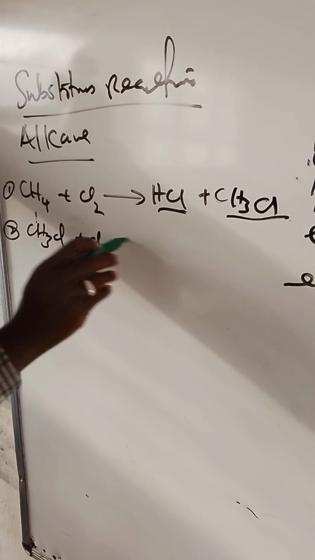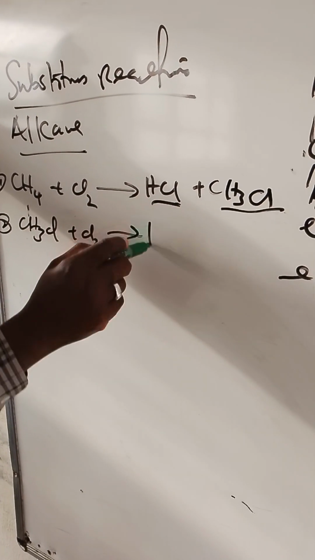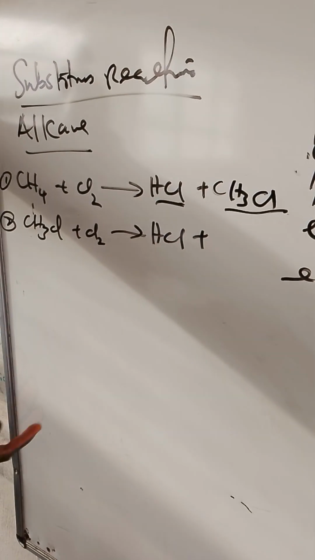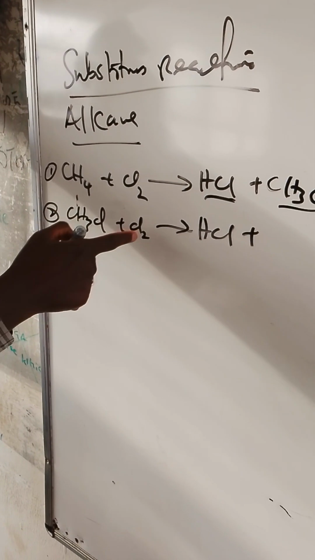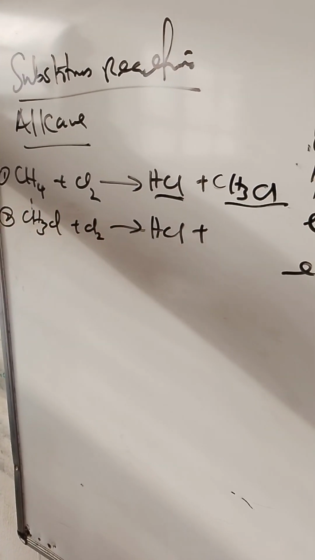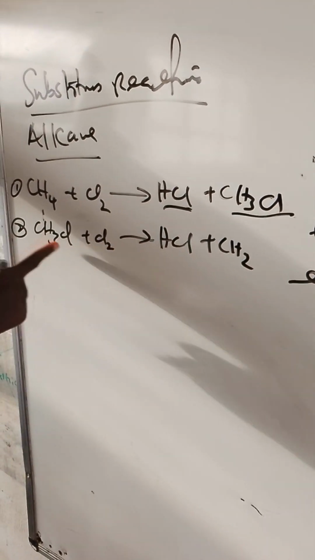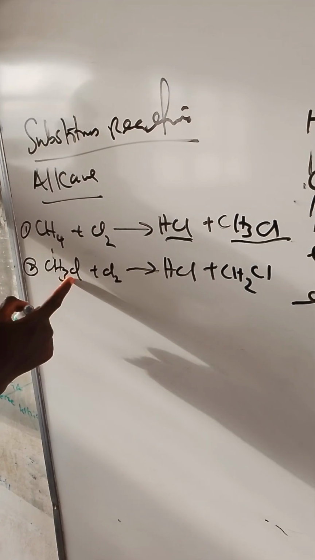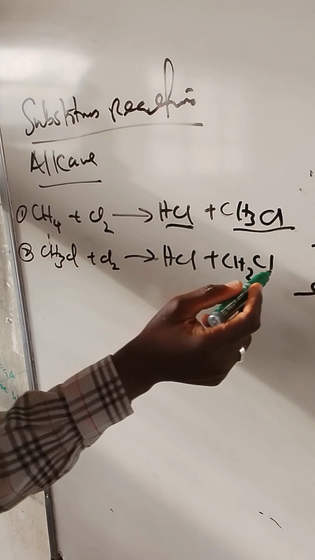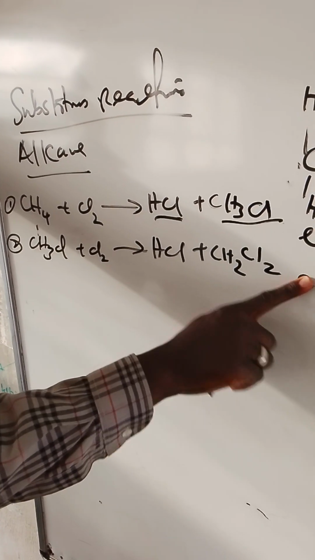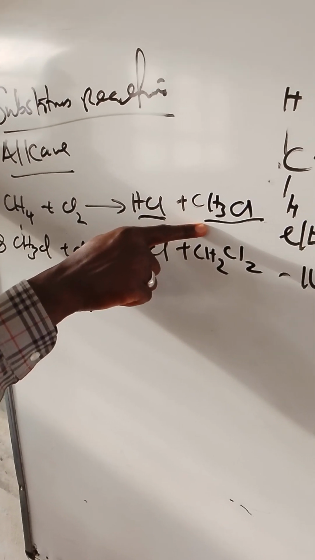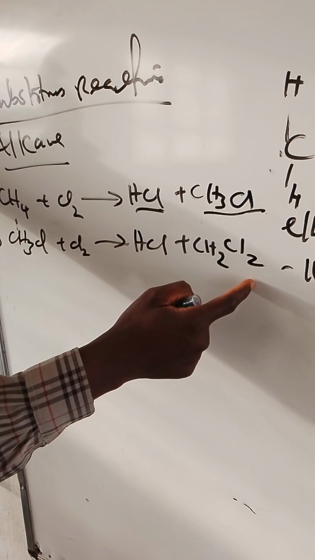Take this to step 2. CH3Cl plus Cl2. Automatically this is constant, which is HCl plus. So what happens is they remove one hydrogen here and remove one chlorine here, you have HCl, right? If you remove one hydrogen here, what is left is CH2. Then you have your Cl. Remember, Cl plus Cl will give you Cl2. If you observe, as the hydrogen is reducing, the chlorine is increasing respectively.